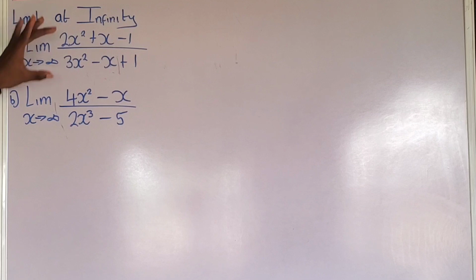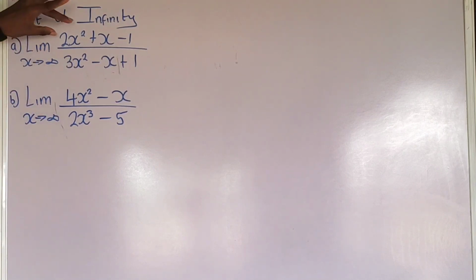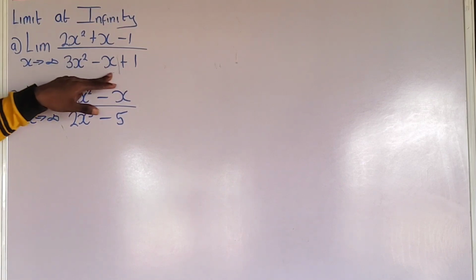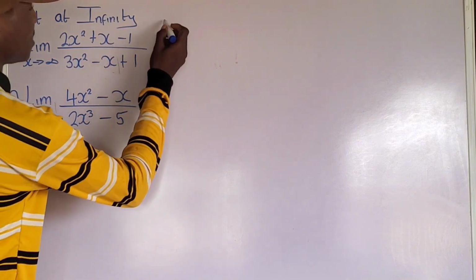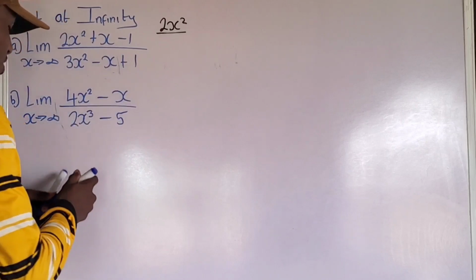So the first step is that I'm going to divide both the numerator and the denominator of this function by x squared. Now, if I have x cubed, I'm going to divide both the numerator and the denominator by x cubed. So now, because the highest power of x at the denominator is x squared, I'm going to divide both the numerator and the denominator by x squared. So the function becomes like this: 2x squared all over x squared.